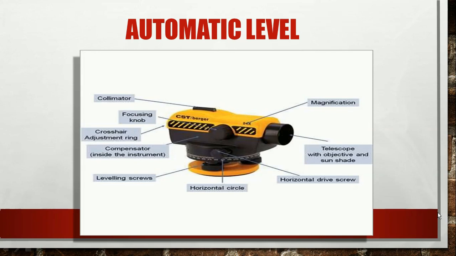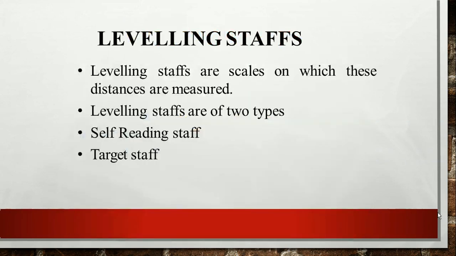And there are the leveling screws at the bottom, called foot screws, and the compensator that is inside the instrument, the crosshair adjustment ring for focusing the eyepiece, the focusing knob which is used for focusing the object, and the collimator. So basically these are the component parts of auto level.